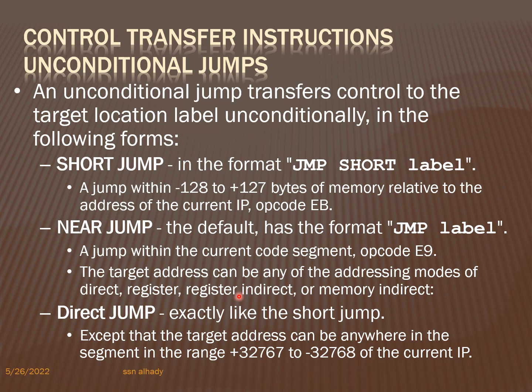Direct jump is exactly like a short jump, except the target address can be anywhere in the segment, in the range of over 32,000 bytes forward and backward of the current instruction pointer, the current IP.